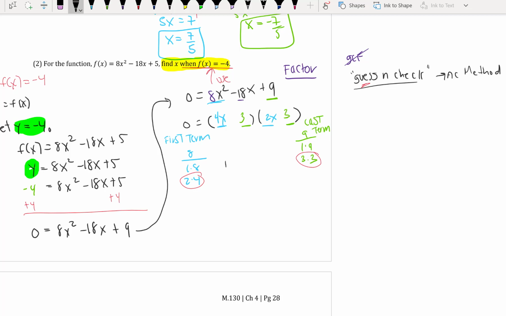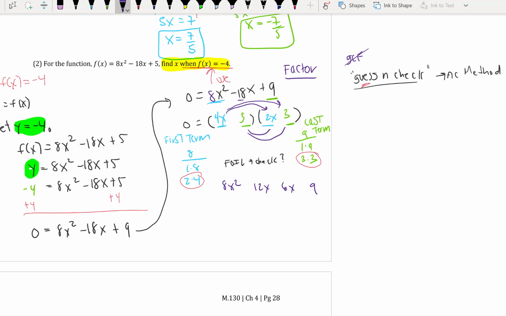Now I'm going to FOIL so that I can check if it worked. Because I'm not sure. All I did was guess, right? That's part of the guess and check method. So when I FOIL this out, I would get an 8x squared, a 12x, a 6x, and a 9.